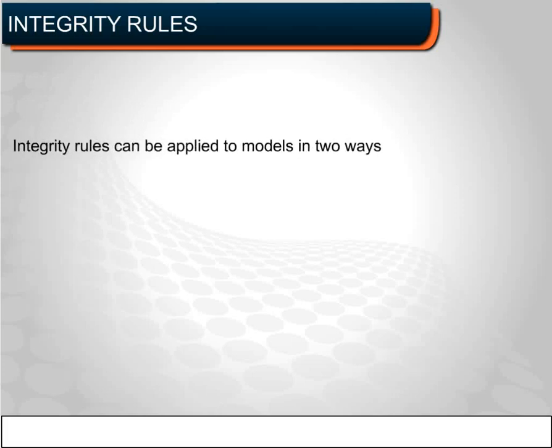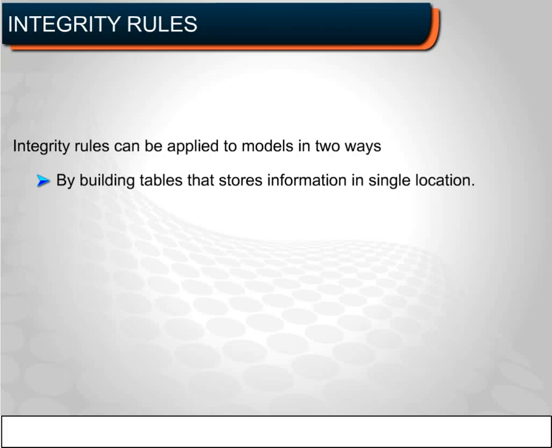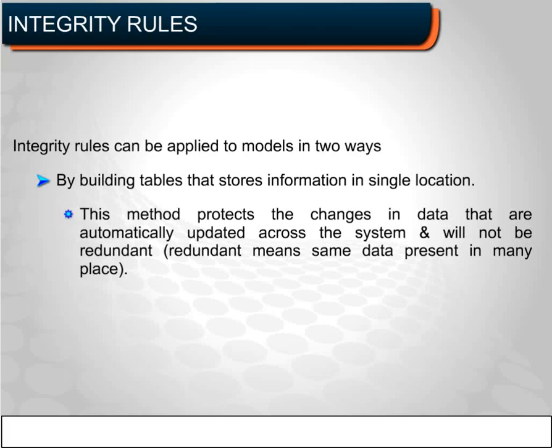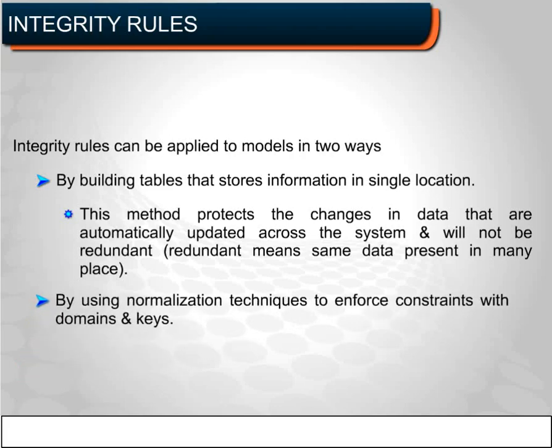Integrity rules can be applied to models in two ways. By building tables that store information in a single location. This method protects the changes in data that are automatically updated across the system and will not be redundant. Redundant means same data present in many places. By using normalization techniques to enforce constraints with domains and keys.